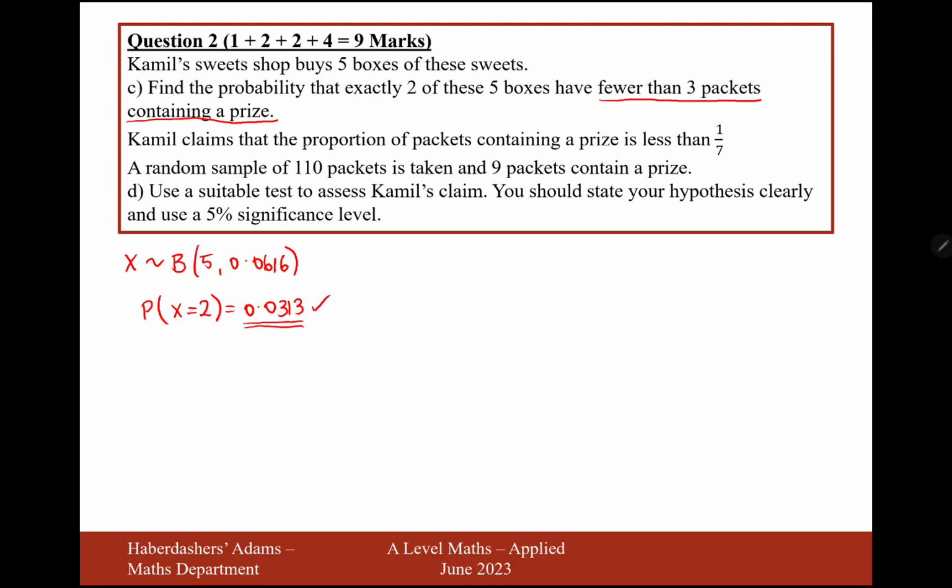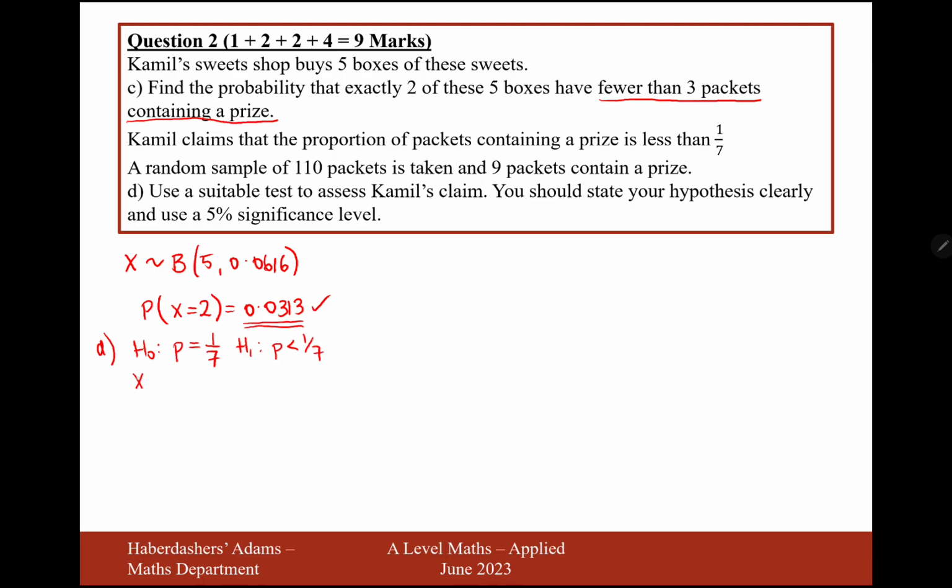So Camille claims that the proportion of packets containing a prize is less than 1/7. A random sample of 110 packets is taken and 9 packets contain a prize. Use a suitable test to assess Camille's claim. You should state your hypothesis clearly and use a 5% significance level. So our hypothesis is that the null hypothesis always remains the same, so it's still 1/7, and Camille's alternative hypothesis is that the probability is actually less than 1/7.